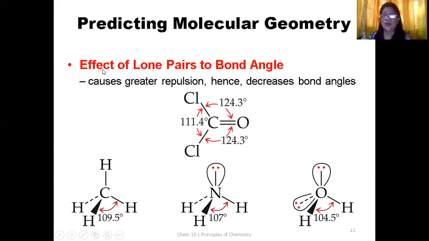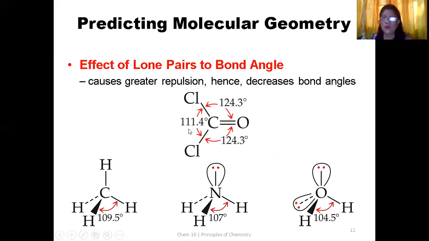So the effect of the lone pair on the bond is that it causes greater repulsions, hence it decreases the bond angle. So the angle becomes smaller. For instance, we have here this example, the carbon chlorate, CCl2O. Okay, that is this one.